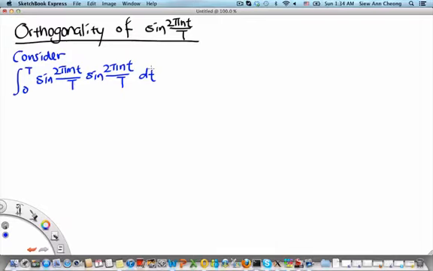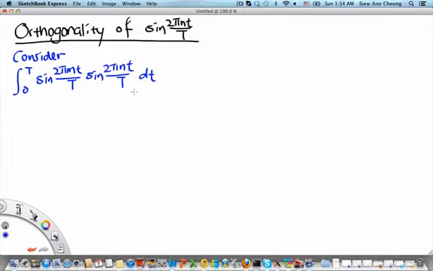Welcome to the MH2801 video segment on orthogonality of sine 2 pi nt over T. Now consider the integral from 0 to T of a product of two sines, the first one being sine 2 pi mt over capital T, which is a period, and sine 2 pi nt over capital T dt.